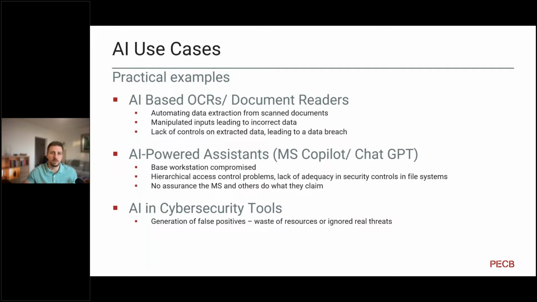The common ones are things like data leakage, which we'll get into the controls for later on, but those are the more common concerns of data leakage.